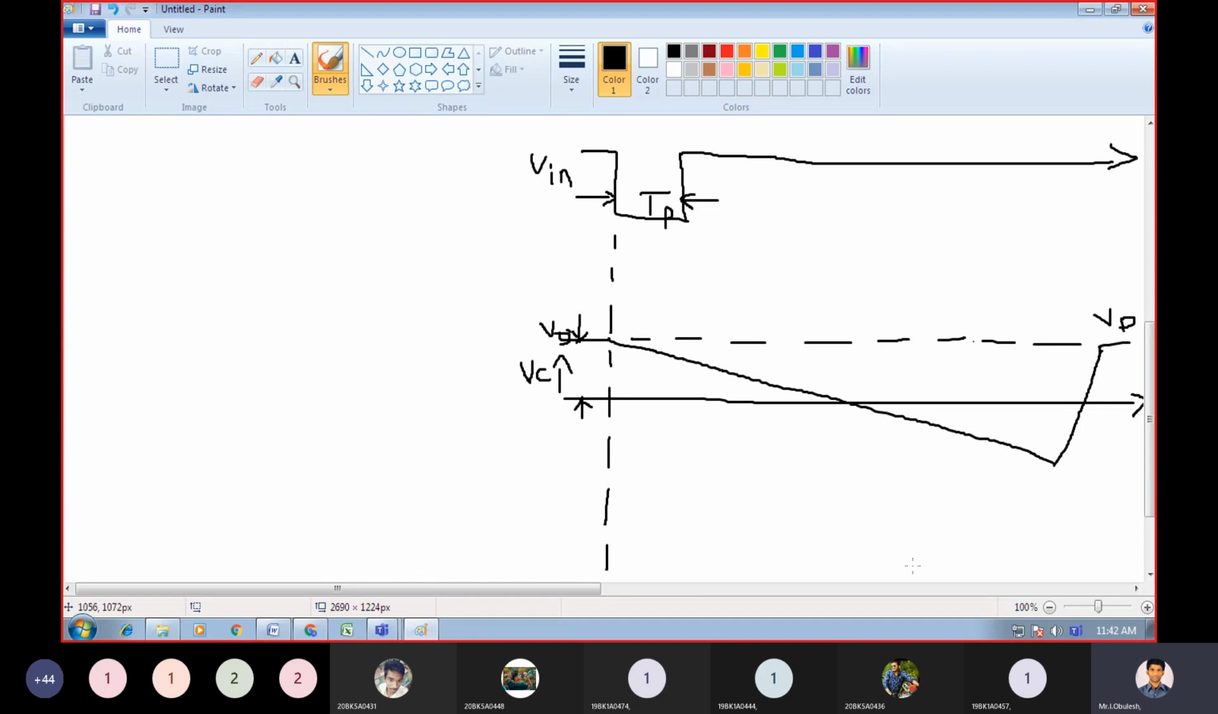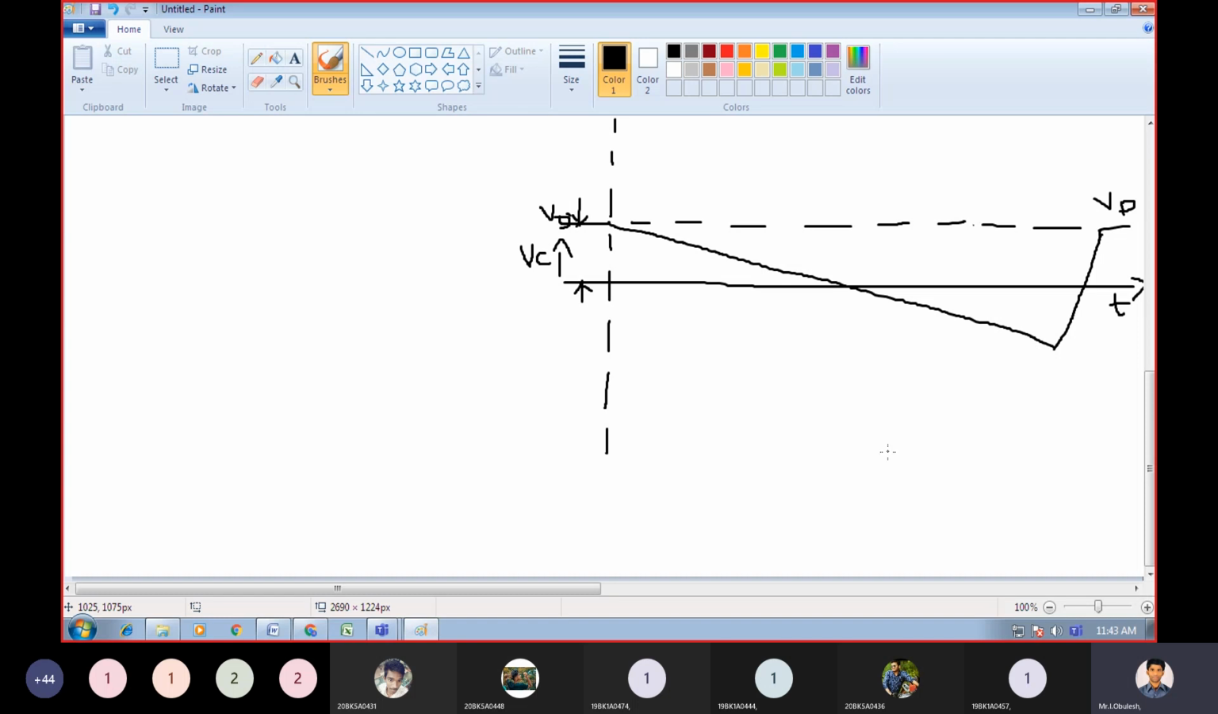Okay, this is the capacitor waveform. The capacitor will charge from 0 to the maximum value VC. Once it reaches the maximum value, again it will come to discharging like this, to some negative V saturation value. Okay, we need to draw that waveform also.